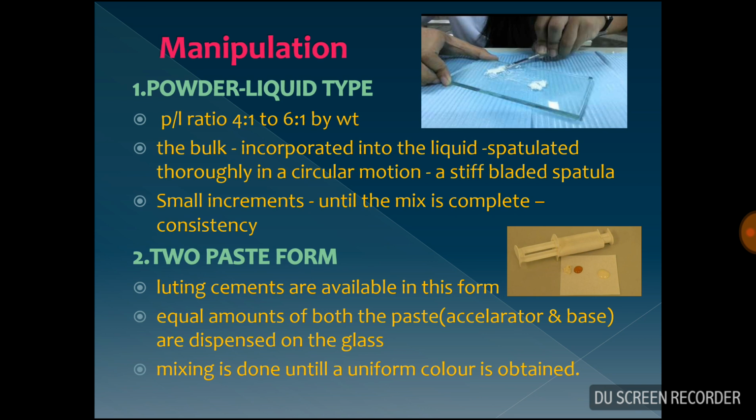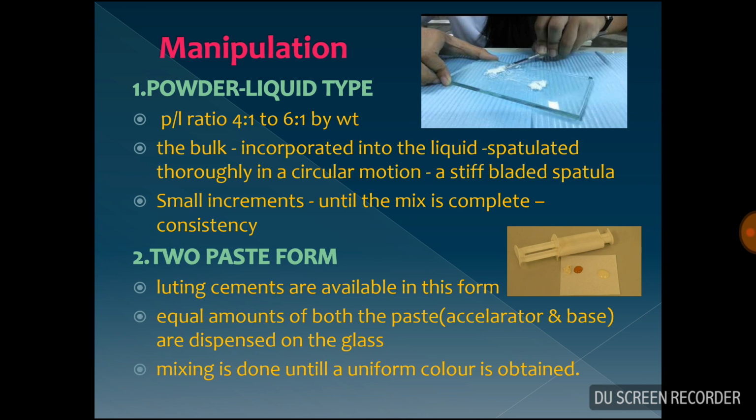Manipulation. Powder to liquid type. Powder is measured and dispensed with a scoop. The liquid is dispensed as drops. The powder to liquid ratio is 4:1 to 6:1 by weight. A glass slab and a cement spatula are used for mixing. The mixing process first incorporates large increments and then smaller increments until the desired consistency is obtained.